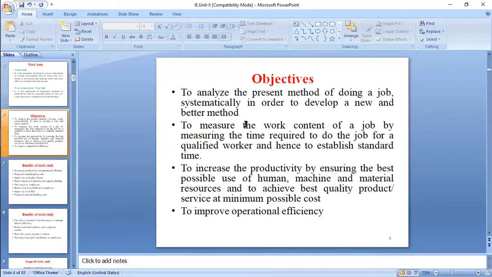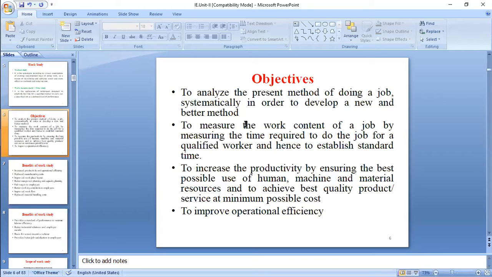First one is we need to have some standard method. For this case, we need to analyze the present method of working systematically in order to develop a new method. Then the second objective is what? We need to measure the time and set up some standard time, standard time for a given product or for a given qualified worker.